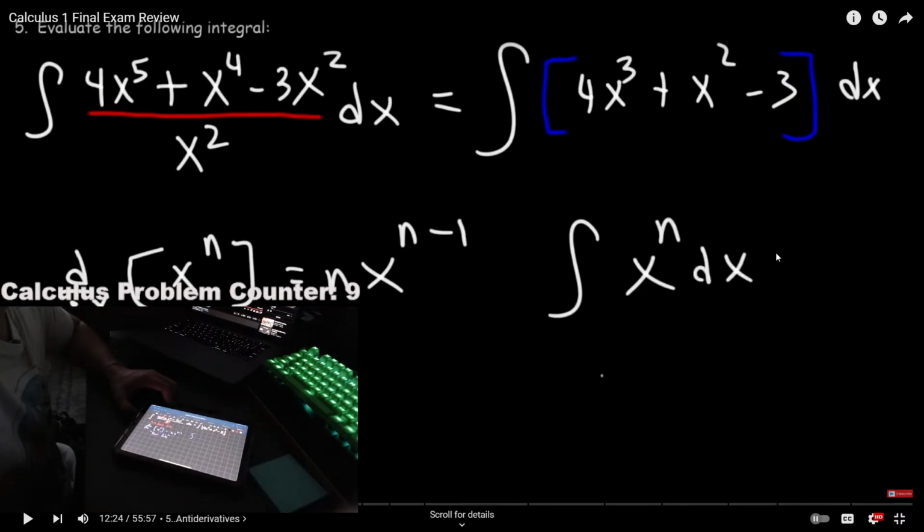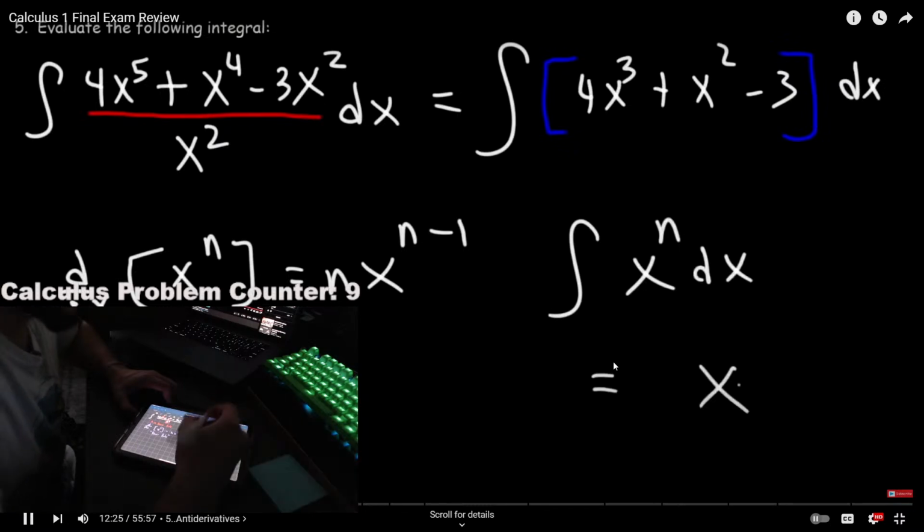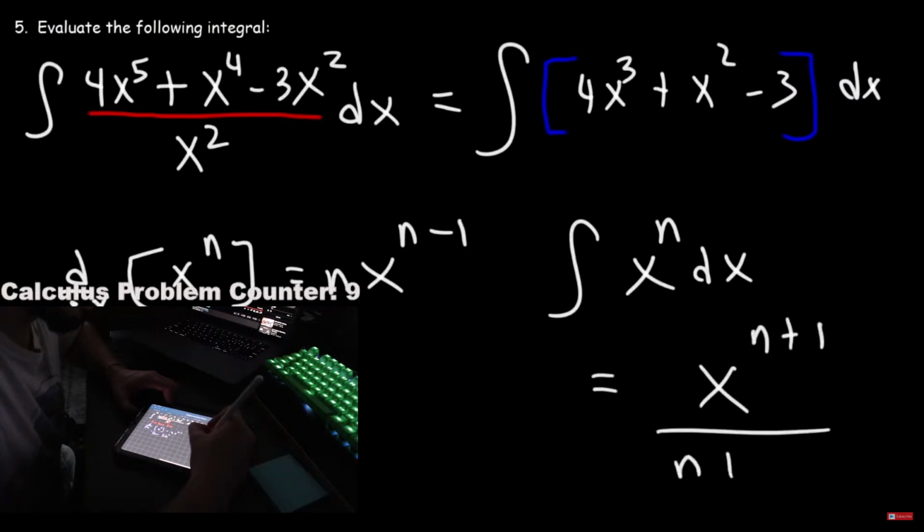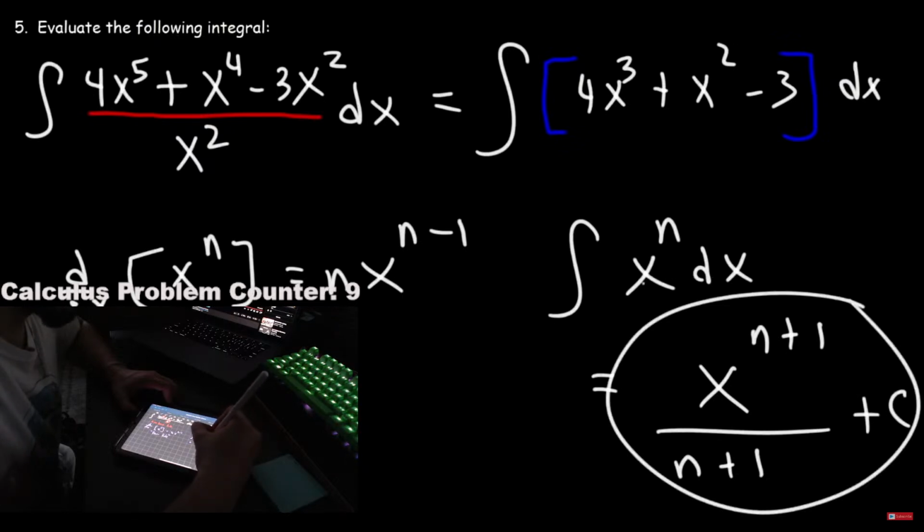So we know that one. Now for the integral of x to the n dx, instead of subtracting 1, we're going to add 1 to the exponent, and then we're going to divide by that result. And don't forget to add the constant of integration. So this is the power rule when dealing with integration. Add 1 and then divide by that result.